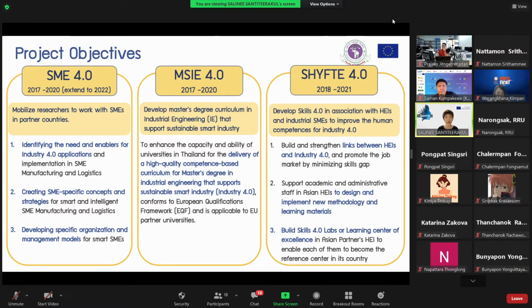The second objective is to support academic and administrative staff in Asian Higher Education Institutes to design and implement new methodology of learning materials. And the last one is to build the skill 4.0 labs and learning centers, to be a unit or a laboratory to improve the skills of students and also employees in industry on 4.0 skills.